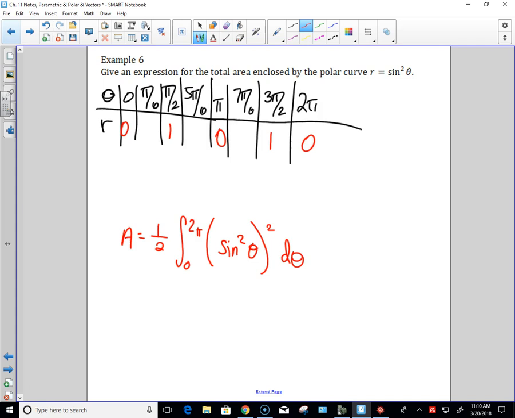Pi over 6 is 1/2 squared. Positive 1/2 squared. Negative 1/2 squared. Huh. I didn't do 11 pi over 6. So wait, what's going on here?